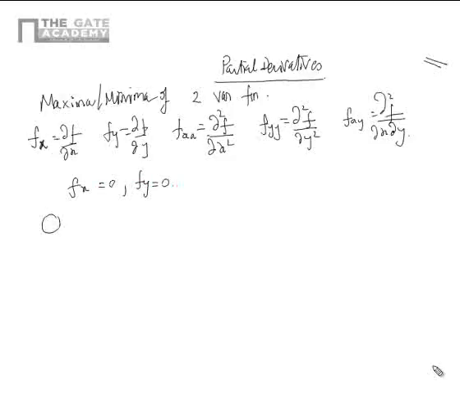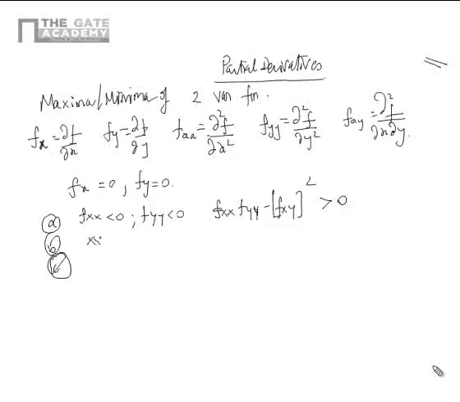Then we established three cases, right? First case is fxx less than 0, fyy less than 0, and fxx into fyy minus fxy the whole square is greater than 0.